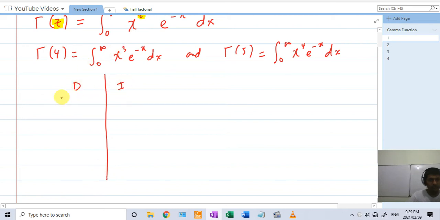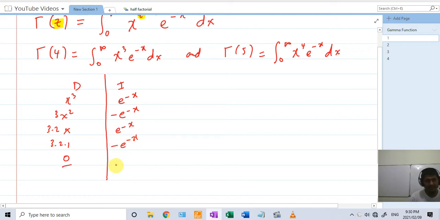Right, so I choose my u as x cubed and my integration as e to the power negative x. Now if I differentiate this, I get 3x squared. If I differentiate this again, I get 3 times 2x. I'm writing it like this because I want you to see a pattern. Then if I differentiate this again, I will get 3, 2, 1, and if I differentiate this, which is 6, I will get 0. You stop at 0. Now if I integrate this, I get minus e to the power negative x. Integrating this again gives me e to the power negative x. Integrating this again gives me negative e to the power negative x. Integrating this again gives me e to the power negative x.